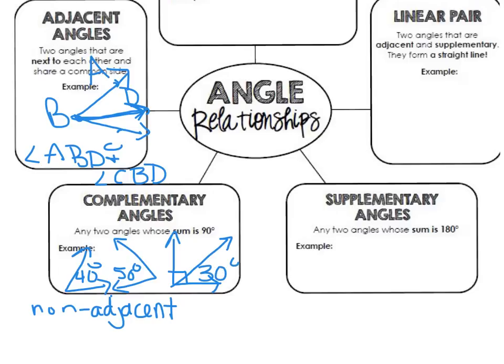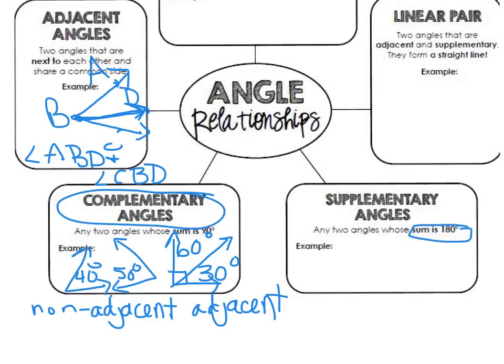Okay, so this is 30 degrees and 60 degrees. These are adjacent angles. 45 and 45. Good. Adjacent angles that add up to 90 are called complementary angles. Supplementary angles are angles that add up to 180 degrees.